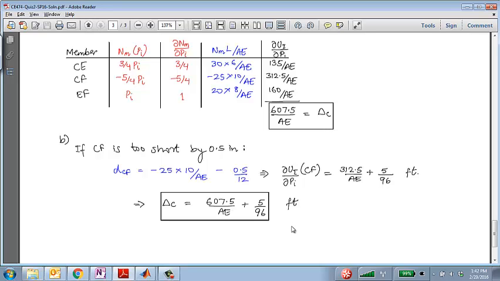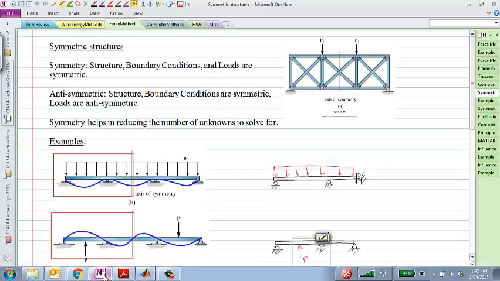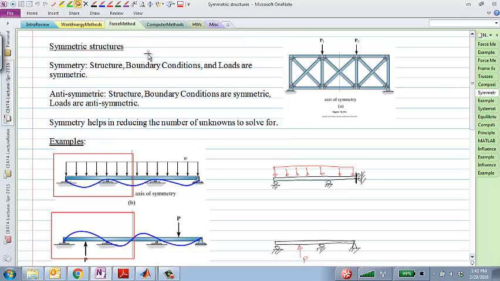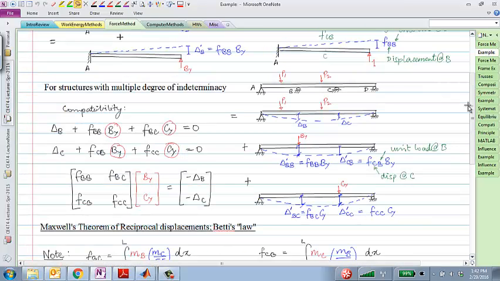Okay. All right. So let's jump back in to what we were talking about last lecture. We were talking about this force method for indeterminate structures. And I told you that for certain structures we can take advantage of symmetry to reduce the order of redundancy of the system.